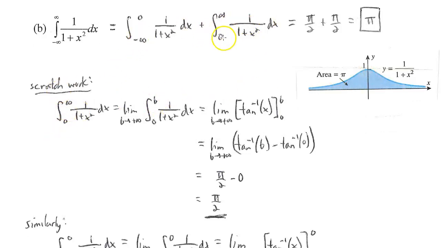What is this integral here? What's the integral from 0 to infinity of 1 over 1 plus x squared dx? Well, again, instead of integrating from 0 to infinity, we integrate from 0 to b and let b approach positive infinity. And what's the integral of 1 over 1 plus x squared? Isn't it tangent inverse of x? We're evaluating from 0 to b. So we plug in b and we plug in 0 and subtract. Now tangent inverse of 0 is 0. But what's the limit as b approaches infinity of tangent inverse of b?